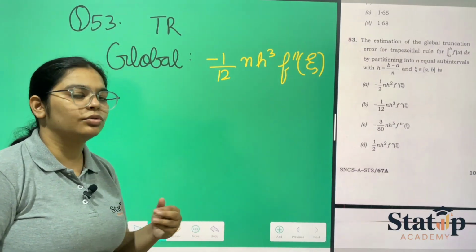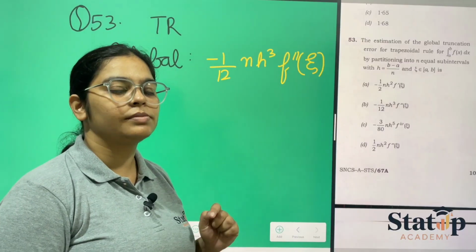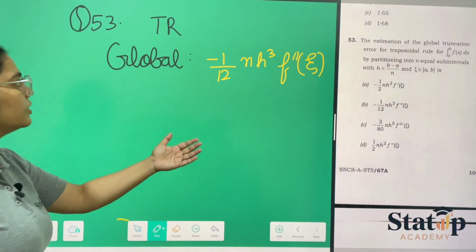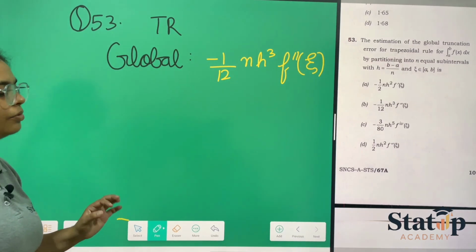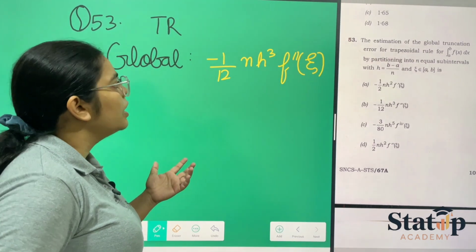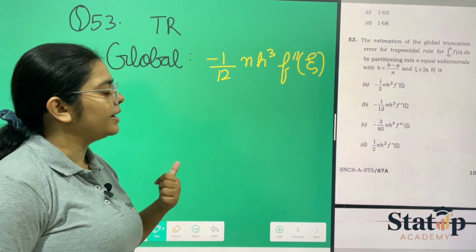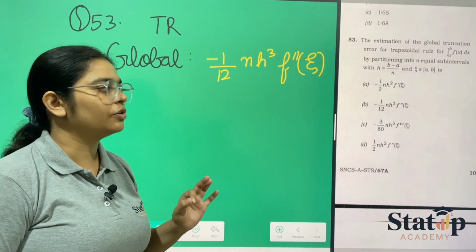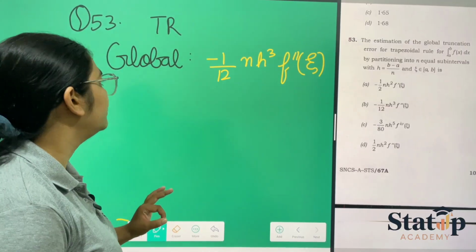And we have to do all the rules of trapezoidal, Simpson's 1/3, Simpson's 3/8, and Boole's rule and everything. So this was the global truncation error. Many of you would have confused it with the local truncation error and might have answered option number A or D. But here they have asked global truncation error. So option number B is the correct answer for this one.